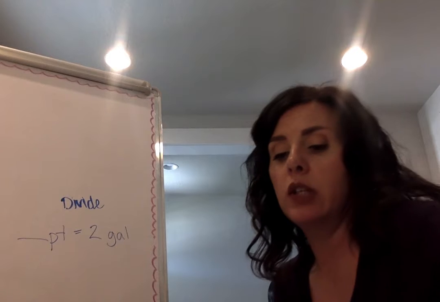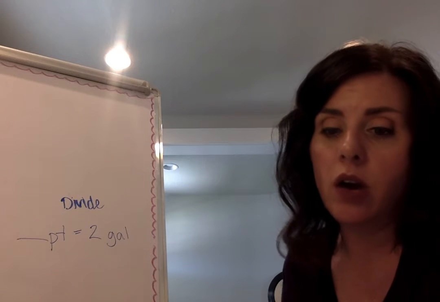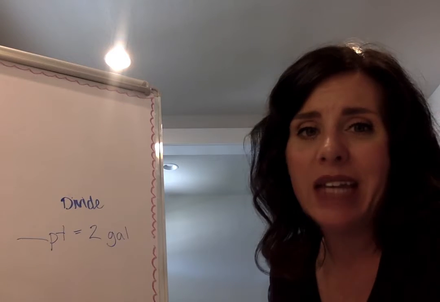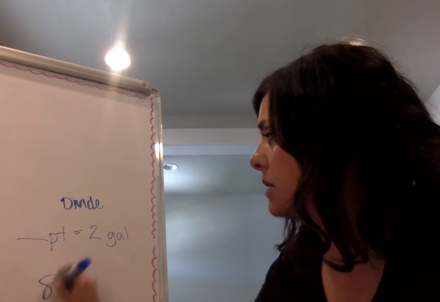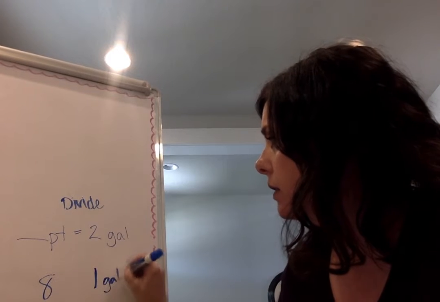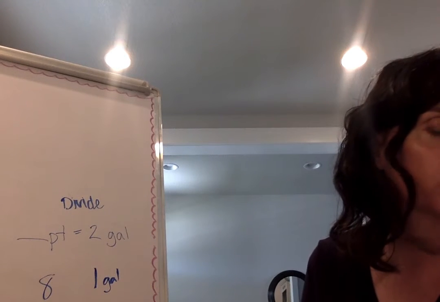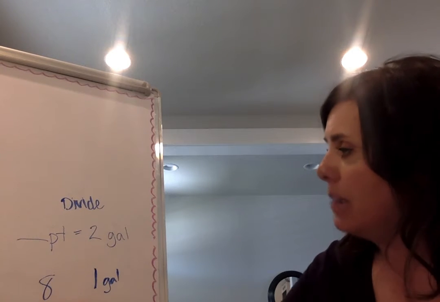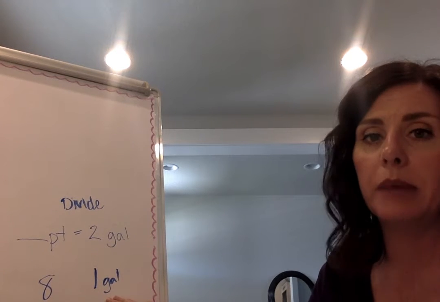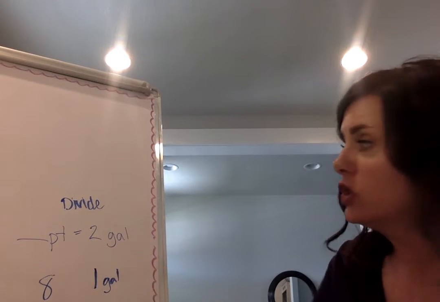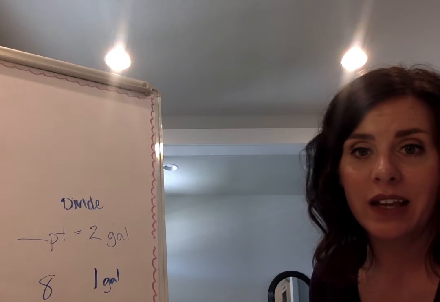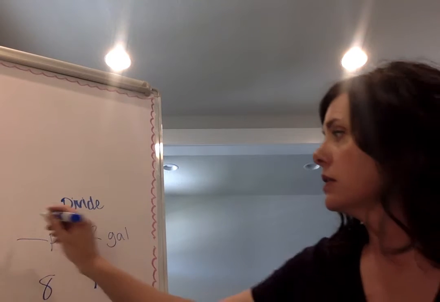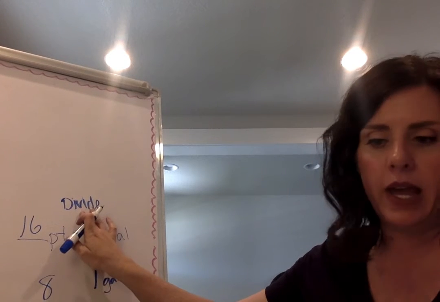Okay, the next thing that I do know also is that there are how many pints in 1 gallon? There's 8 pints in 1 gallon. But how many gallons do I have? I have 2 gallons, right? So, how many pints would go in 2 gallons? 16. Ooh, that wasn't a divide. That was a multiply.